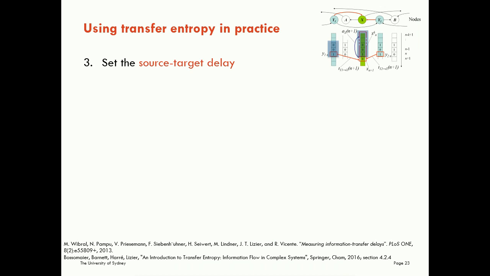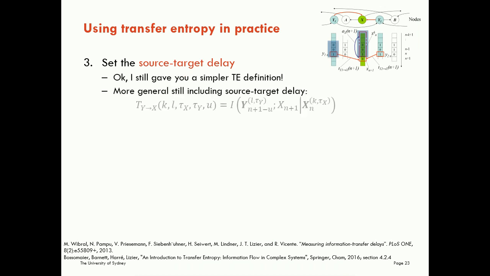Okay, the final parameter we can think about is having a source target delay. Now again, I still gave you a simpler transfer entropy definition earlier. A more general definition still includes a source target delay U, which we're signifying on the time index of our source variable y. So we're looking here at a transfer across U time steps from y to the next value of x. Everything we've looked at before, and even all our diagrams, we're just using the default source target time delay of 1.